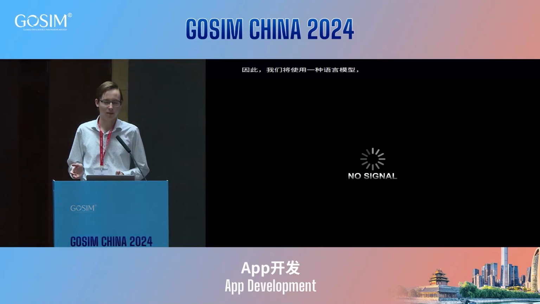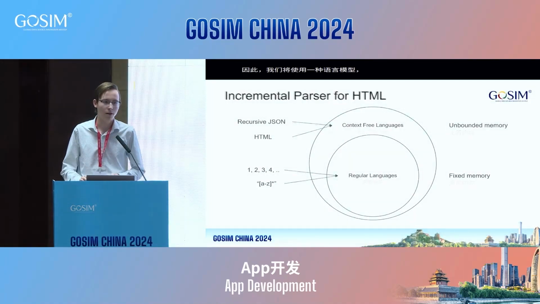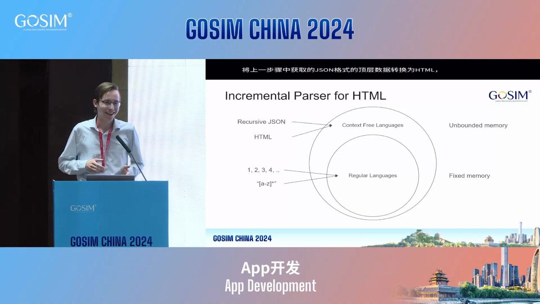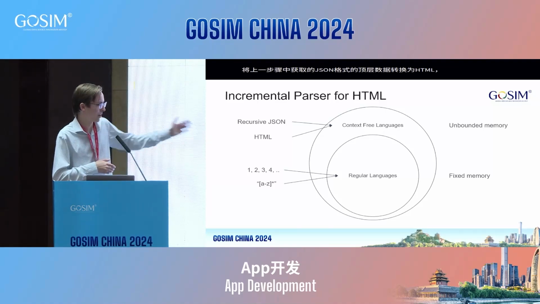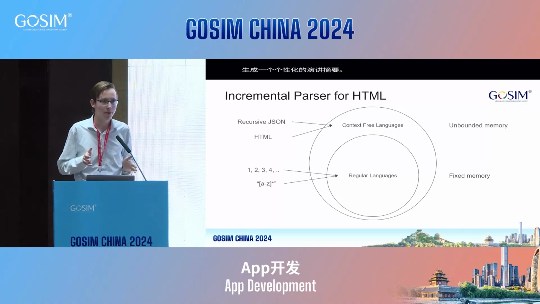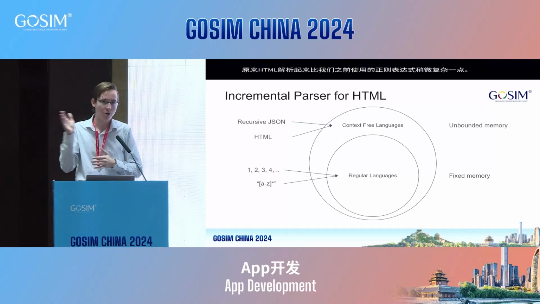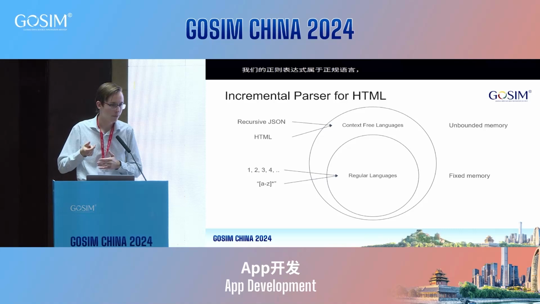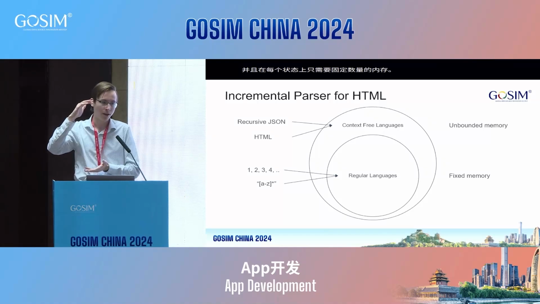It turns out HTML is a little bit more complicated to parse than our regular expression from before. Our regular expression is a regular language, which is great because they're really fast and they use a fixed amount of memory for each state. So no matter where you are in the text generation, you only have like however many bytes of memory. It doesn't ever grow. But HTML is more complex and it needs a context-free language, which has unbounded memory.